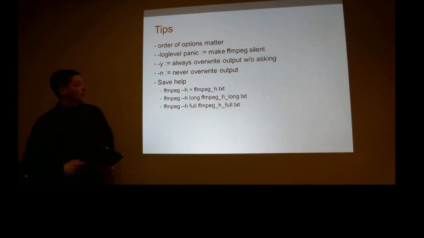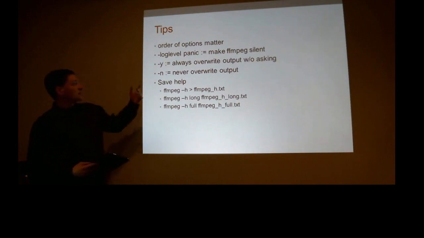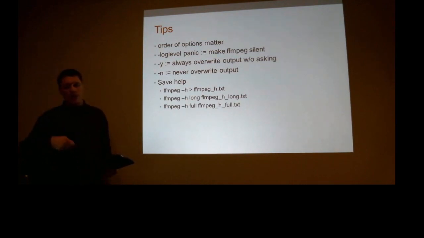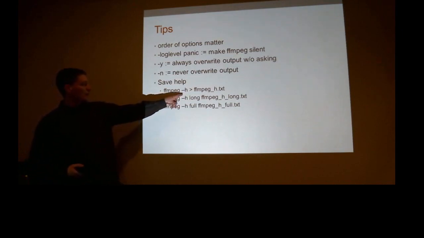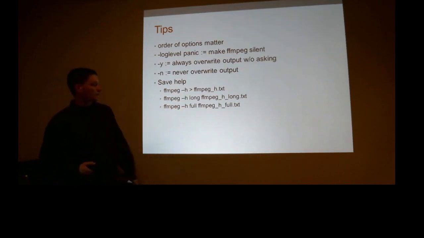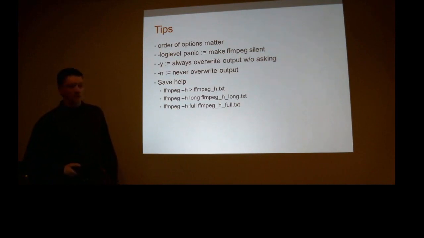You might want to use FFmpeg programmatically, like kick it off from another program, and you don't want all the licensing stuff to be captured. So you can specify the log level panic, and that will make all of it go away. -y and -n have to do with if you specify an output file that already exists, do you want it to overwrite automatically or never overwrite and cancel the command? You can get the help by specifying -h, and then I recommend just redirecting that to a file and looking at it in a text editor instead of the command line.